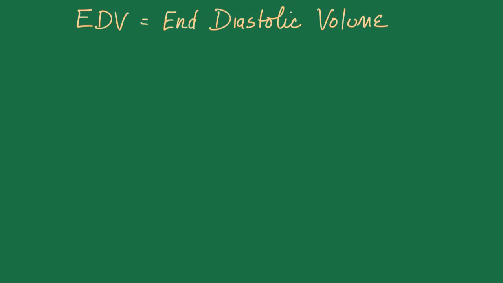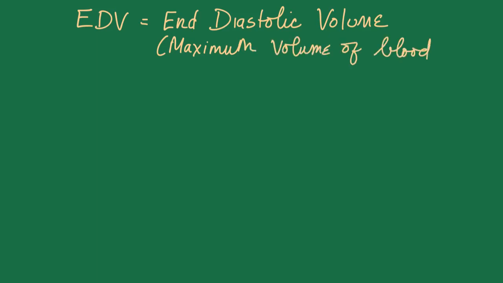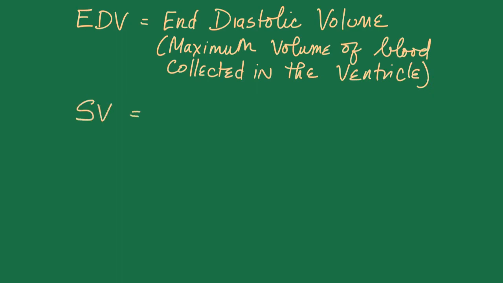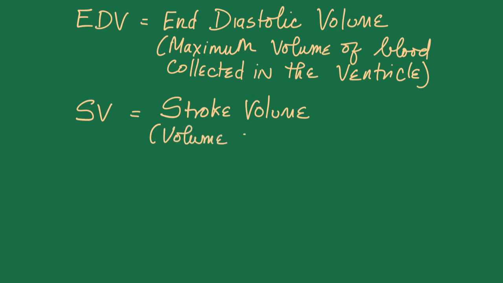Let's review those blood volumes. EDV, end diastolic volume. This is the blood that is collected in the ventricles at the end of ventricular filling. So it is the maximum amount of blood that is in the ventricle during a single cardiac cycle. The next volume is stroke volume. Stroke volume is the volume of blood that leaves the ventricle during each heartbeat. It has to be the same on both sides. Each ventricle has its own stroke volume and they have to be equal.